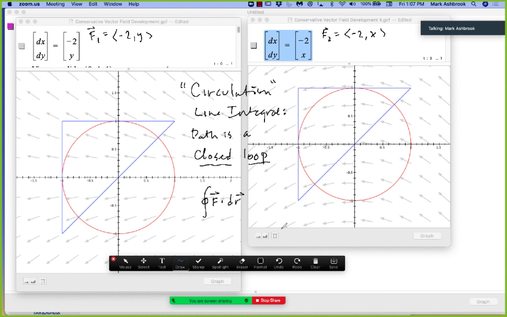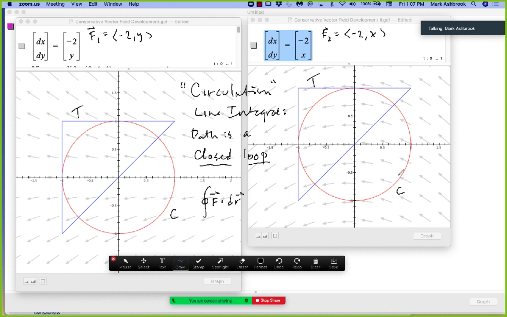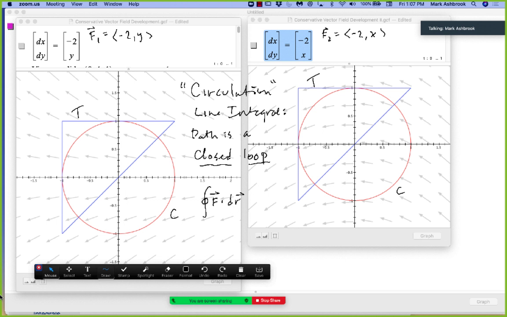Okay, so we're going to do 4 of these. For the same 2 paths through 2 different vector fields, we're going to calculate 4 circulation line integrals. So the first thing we need to do is parameterize our paths. I'm going to use T for triangle, and then C for circle. And so we'll start with the triangle. And what is it going to take to parameterize this triangular path? What's that going to be like doing that in general?